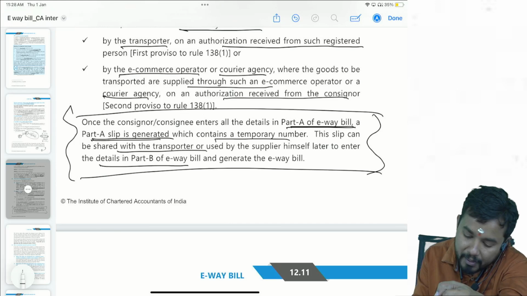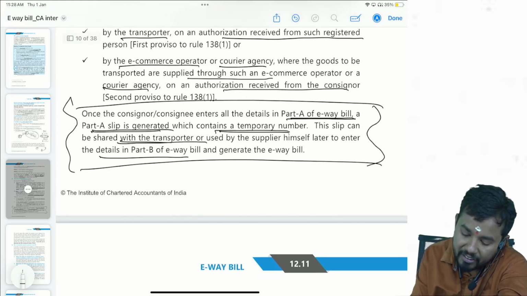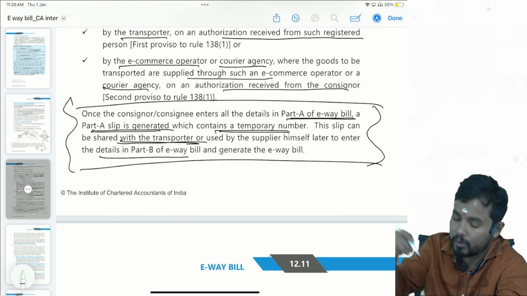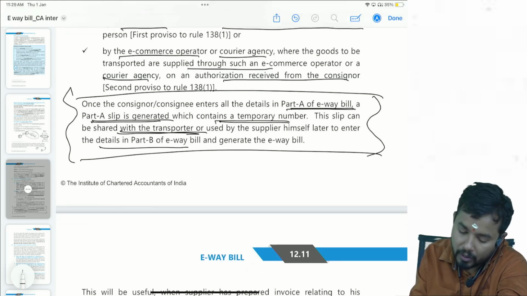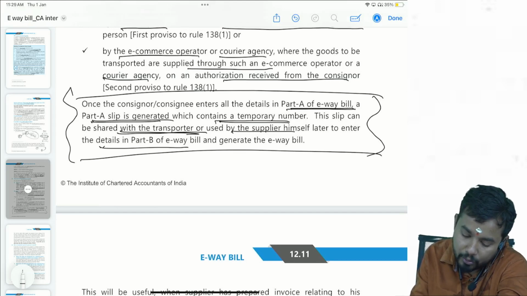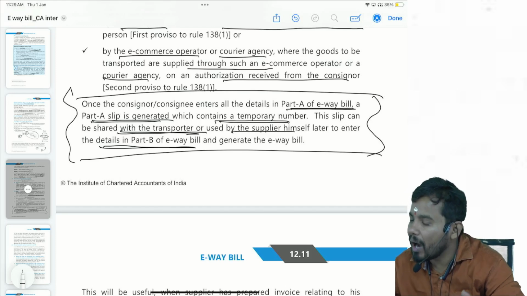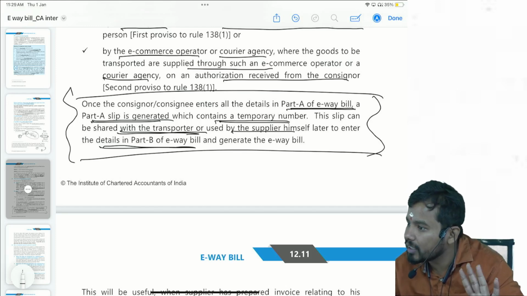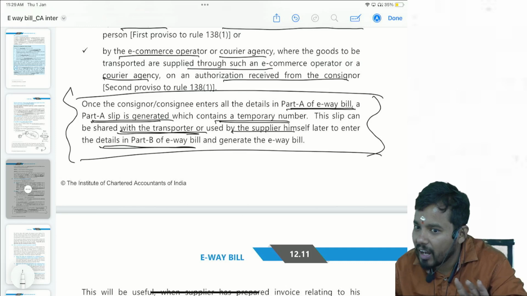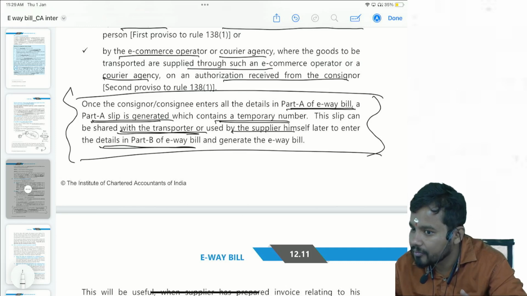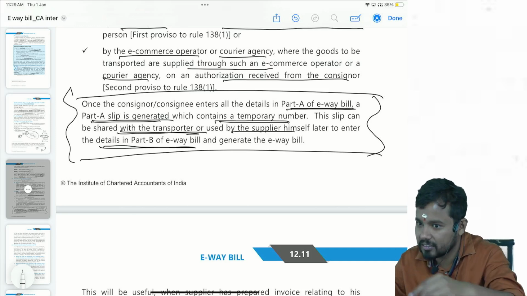So the part A slip is generated, which contains a temporary reference number. This slip can be shared with the transporter. I will give it to the transporter. So now what will the transporter do? The transporter, or the supplier himself, later enters the details in part B of the E-way bill and generates the E-way bill. The part A slip is not valid for movement. It is only a temporary reference number. That is not valid for causing movement. You will come to know more uses of part A once we go for further discussions. Okay.